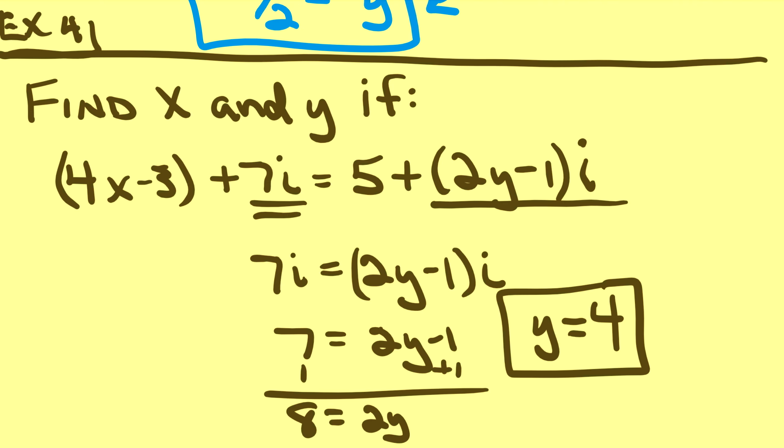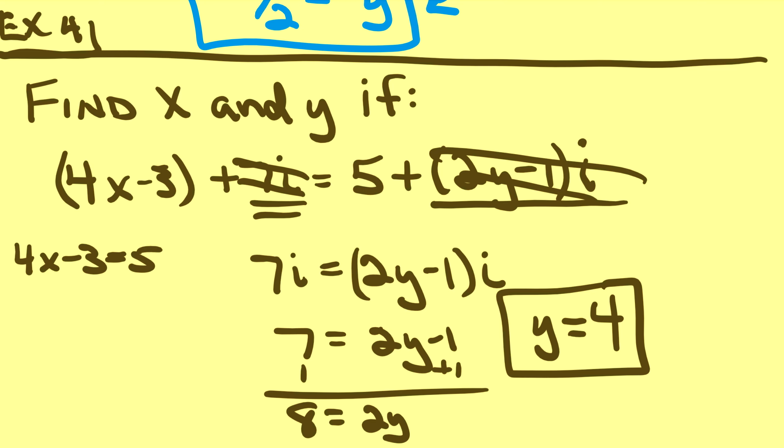And now in this equation here, I've used my i, so these are gone. And I've got what left? 4x minus 3 equals 5. And I'm going to solve for x. So let's add 3 to both sides.